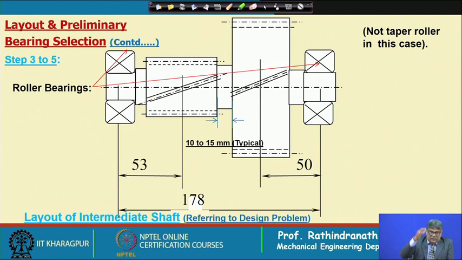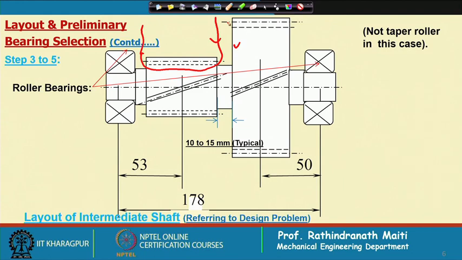We have to keep in mind that here the another gear is meshing with that pinion. So, this gear and this gear will have relative motion. So, they should not foul, or if particles come in between, they should not rub. That is why this gap is taken sufficiently large. 10 millimeter is sufficient, but one can go for 15 millimeter also.